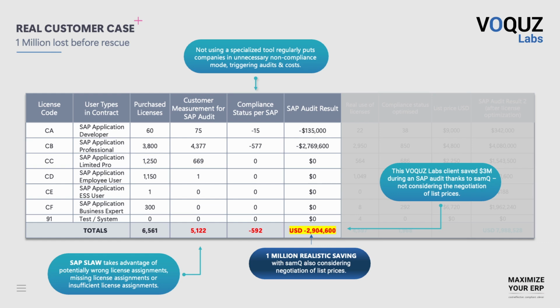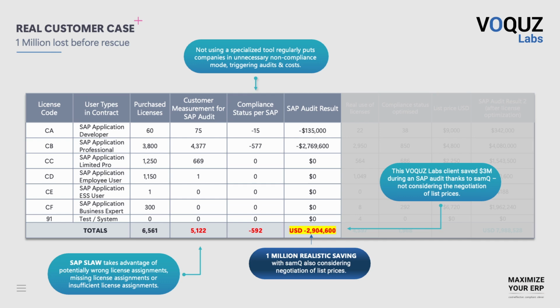The second column shows the user types in the contract. Yes, this is an ECC contract, but it could easily be an S/4HANA contract. Our tooling and our services cover all the aspects of SAP licensing. But this is ECC, so column 2 is what the customers purchased, and column 3 is the quantity they've purchased. Column 4, where it says customer measurement, is the classification of the licenses that the customer themselves have put into the system. And in this particular case, these are the measurements that they submitted to SAP.